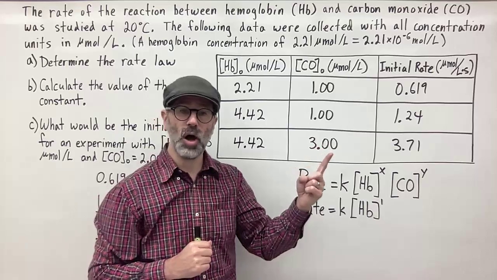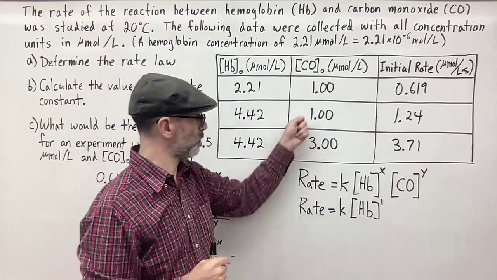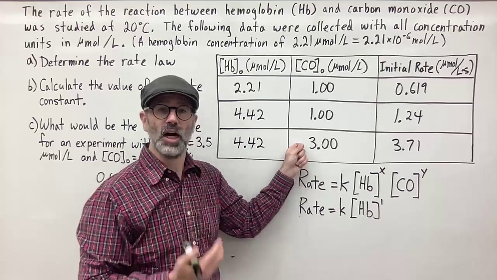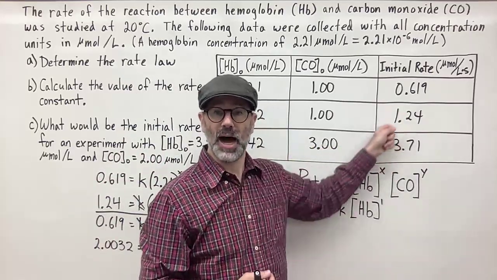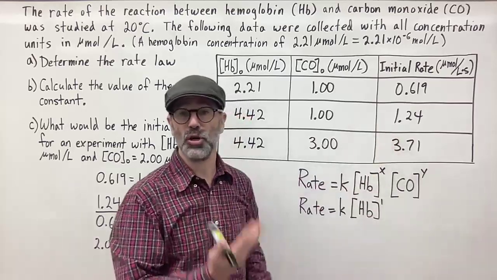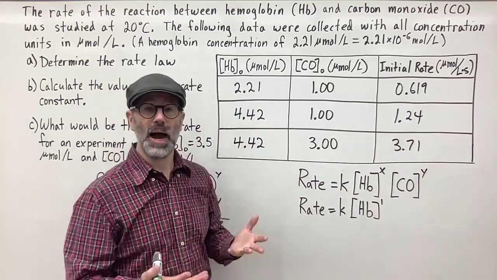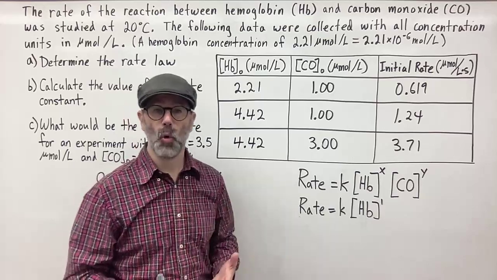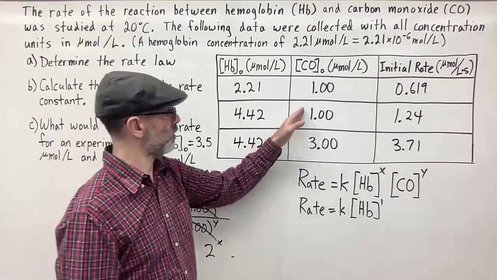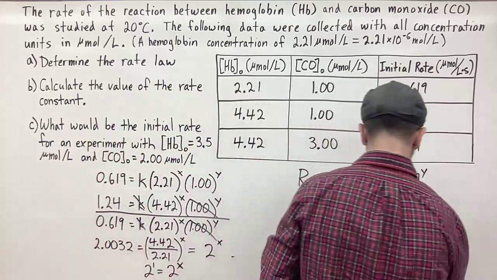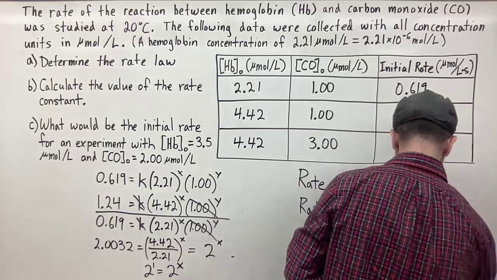So tripling the concentration of the carbon monoxide has the same effect on the rate of the reaction, which means it triples the rate of the reaction. So that again means that it's a power of 1. This is a first order relationship, first order with respect to the concentration of carbon monoxide. So y would equal 1 as well.